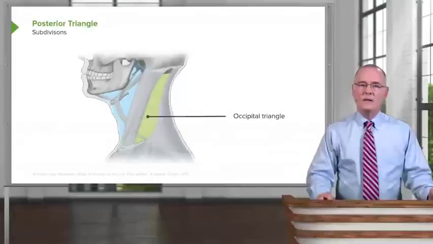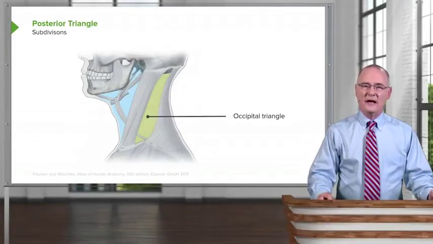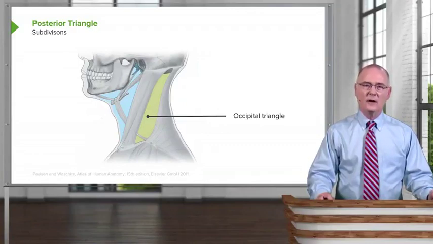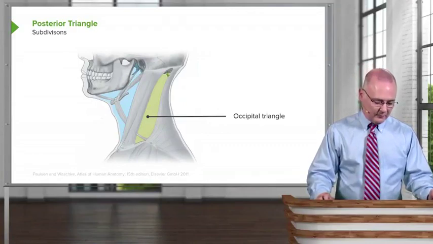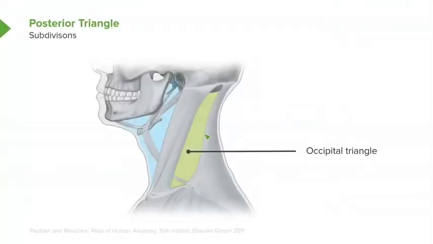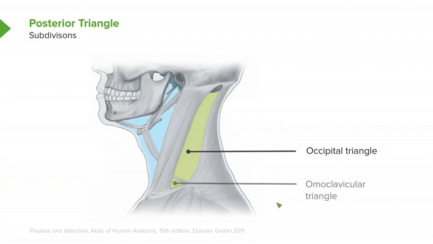The posterior triangle is less complex with respect to its subdivisions. Here we see the occipital triangle, the posterior triangle identified. Its boundaries are the sternocleidomastoid. Here you see the posterior belly of your omohyoid, and then you see the trapezius. The second and final subdivision of your posterior triangle is the omoclavicular triangle.